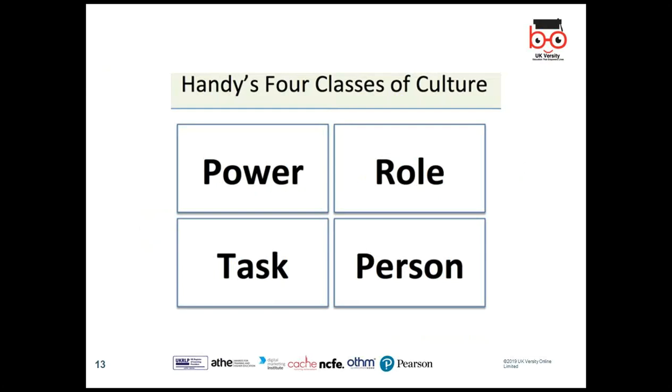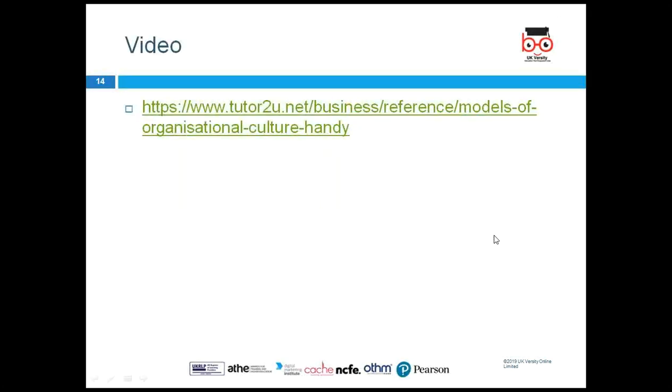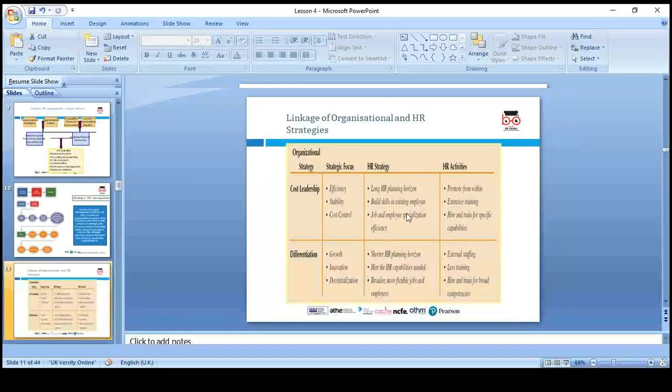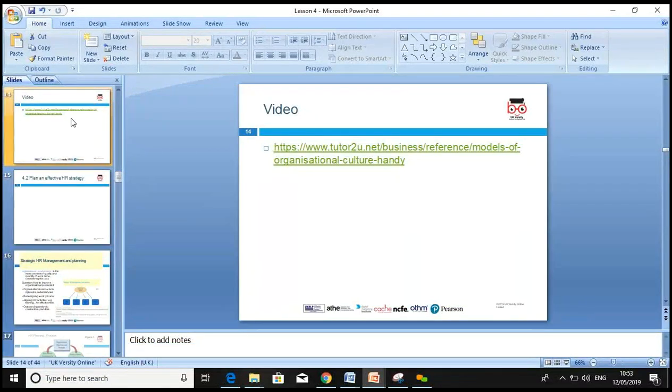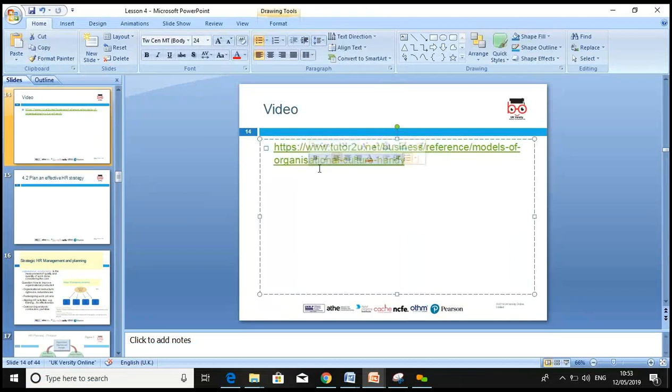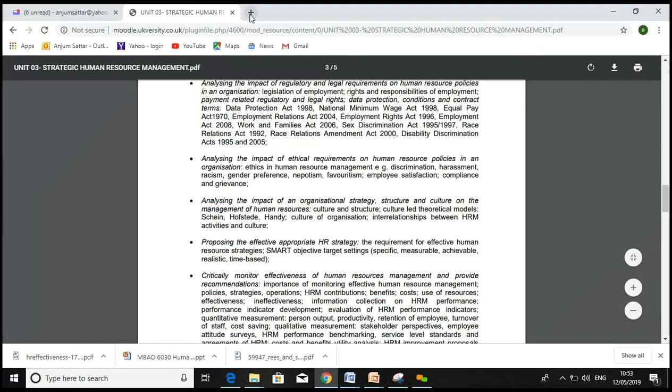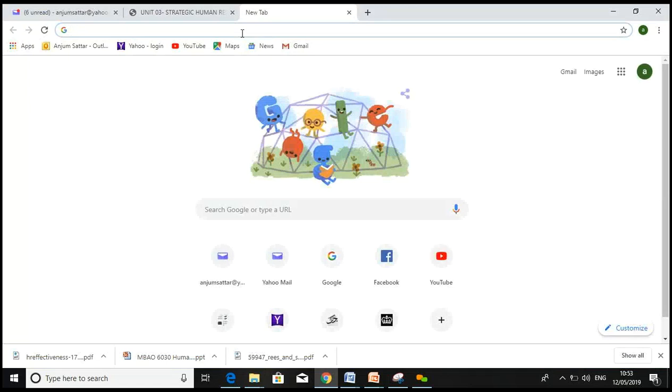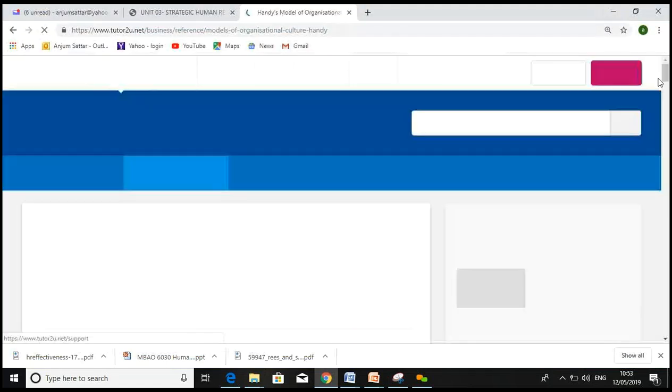Then Handy gave us a model. He recommended four types of culture: power culture, where people demonstrate more on power; role culture, with role and responsibility; task culture; and personal culture. I copied one of the links, which is quite good to enhance our understanding of these cultural issues in HR as well. We can copy this link, paste it there, and play it.